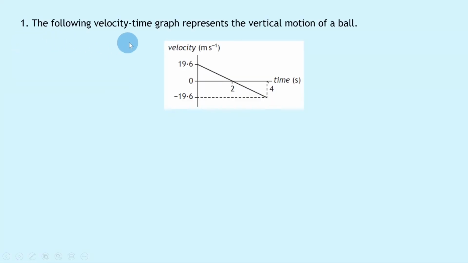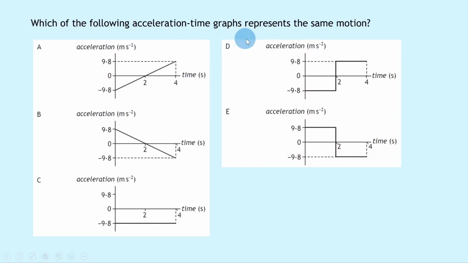Question 1 says the following velocity time graph represents the vertical motion of a ball. So we have velocity in meters per second on the y-axis and time in seconds on the x-axis, and you can see the ball starts off at a velocity of 19.6 meters per second, then reaches 0 meters per second after 2 seconds, and then after another 2 seconds reaches minus 19.6 meters per second. It then says which of the following acceleration time graphs represents the same motion. So we're basically just trying to find the corresponding acceleration time graph for the velocity time graph that we're given.